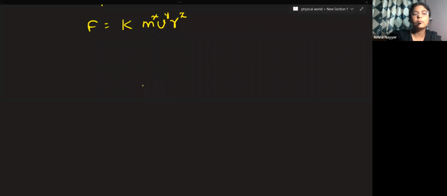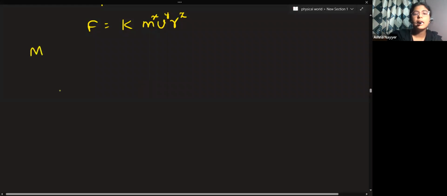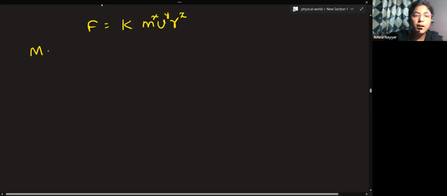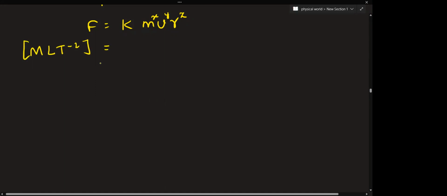See, force is mass multiplied by acceleration. Acceleration is velocity by time. L by T is for velocity, so it becomes L by T square, that is LT to the power minus 2. So mass multiplied by acceleration, this is MLT to the power minus 2. This is your force. Are you able to recall it now? Ma'am, I had sent it in the chat.